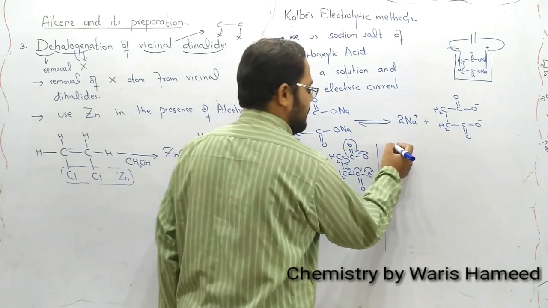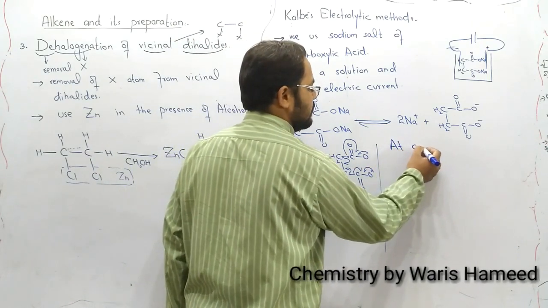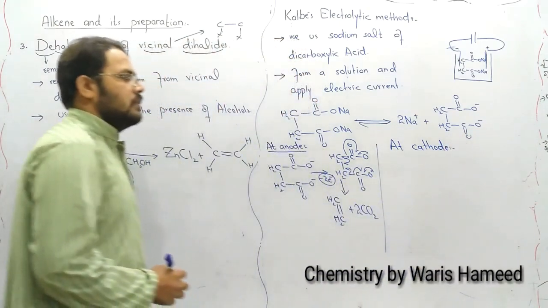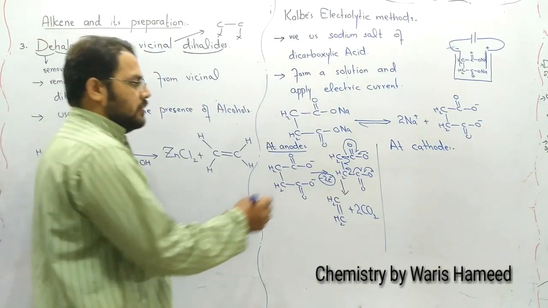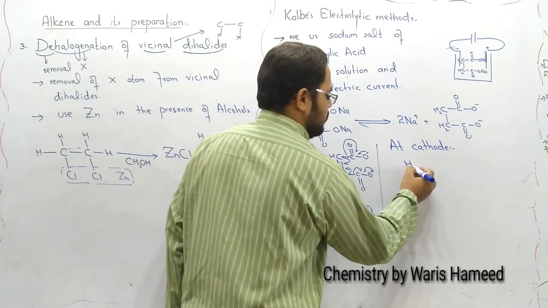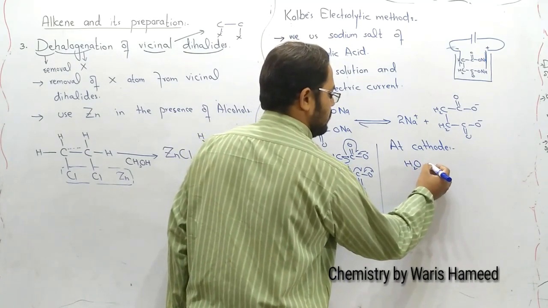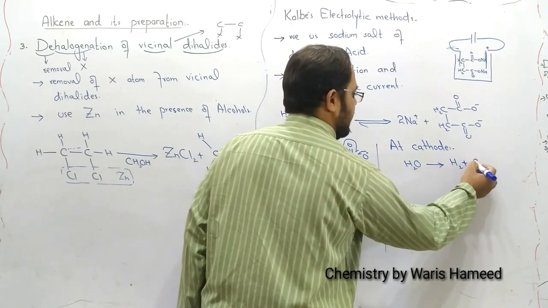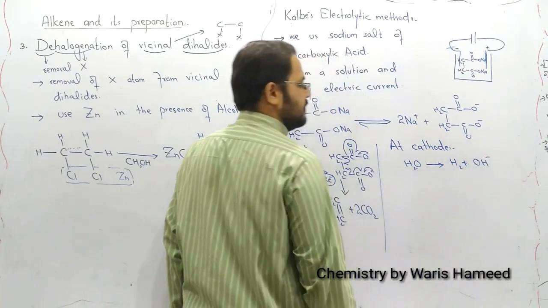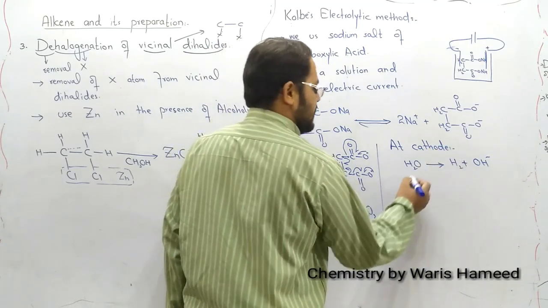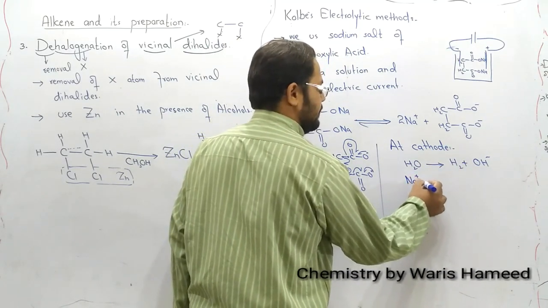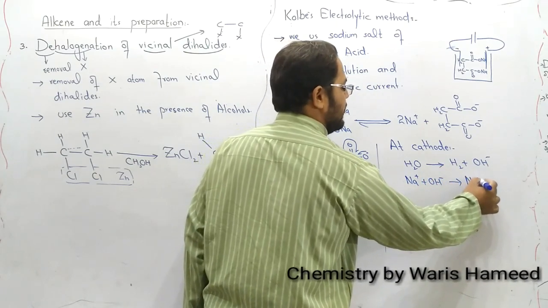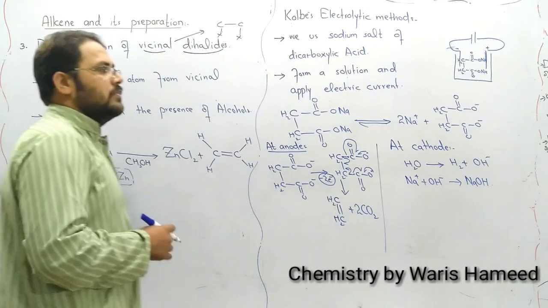At the cathode, what will happen? At the cathode the water molecule will break up into hydrogen and hydroxyl, and this hydroxyl will combine with sodium to form sodium hydroxide, NaOH.